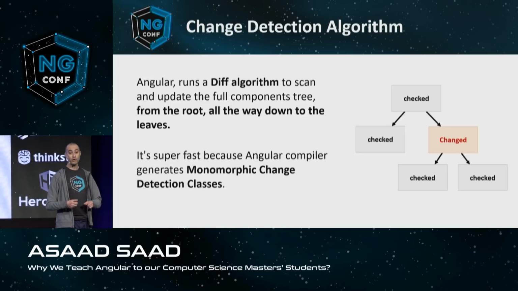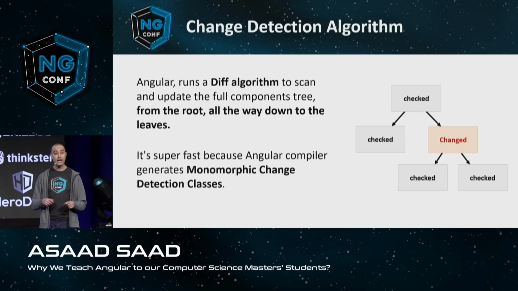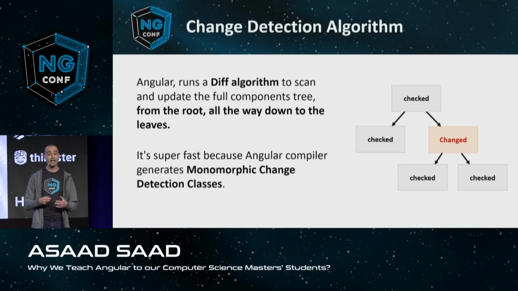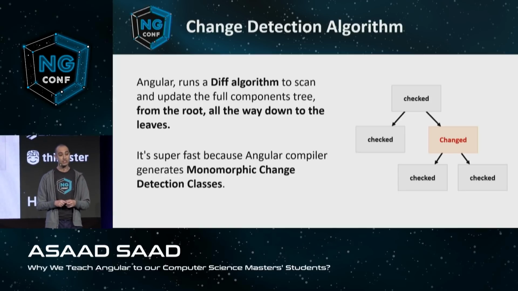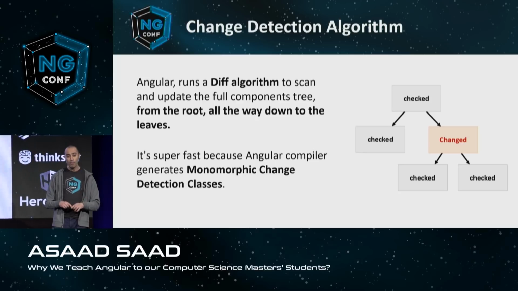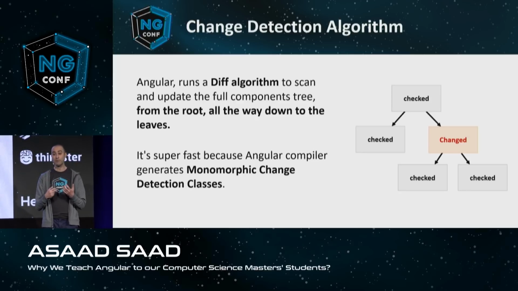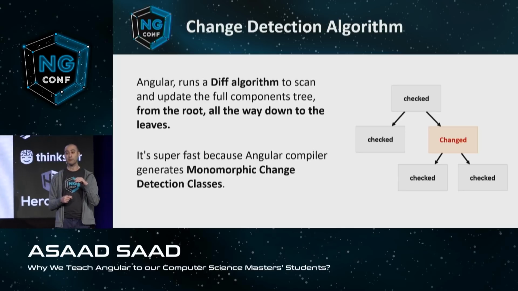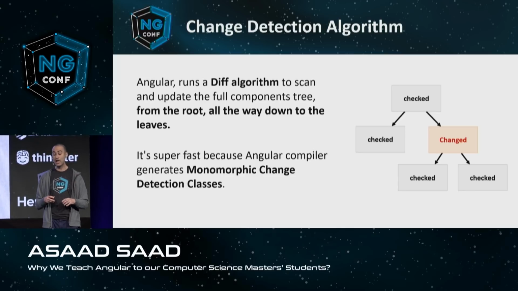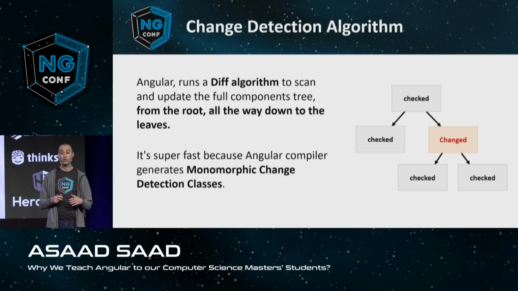Why? Because Angular compiler generates monomorphic classes for the change detection functions. What does that mean? Monomorphic function is a function that always receives data of the same type. These type of functions can be optimized later inside the JavaScript engine. So they run even faster than they were written.